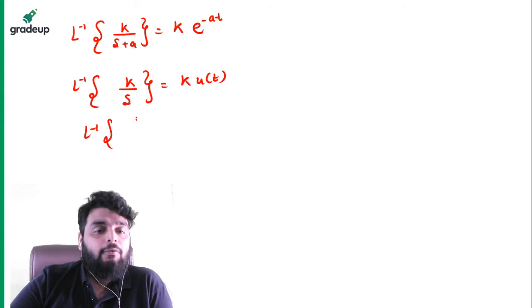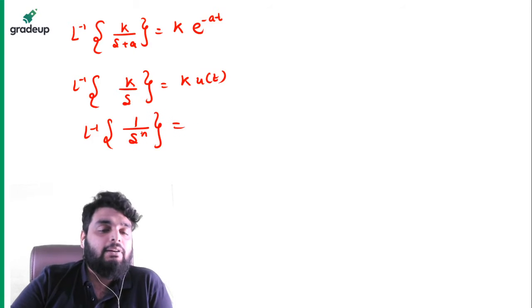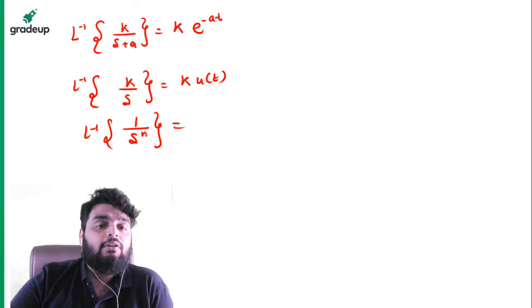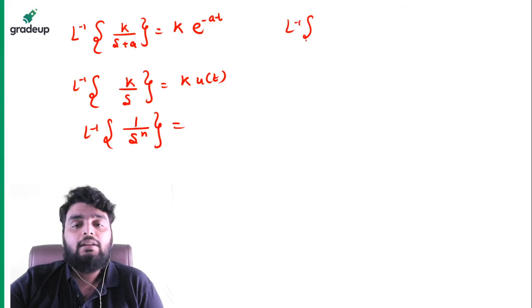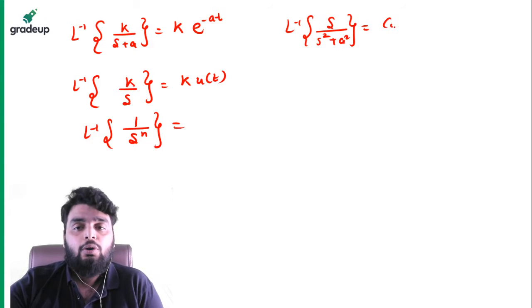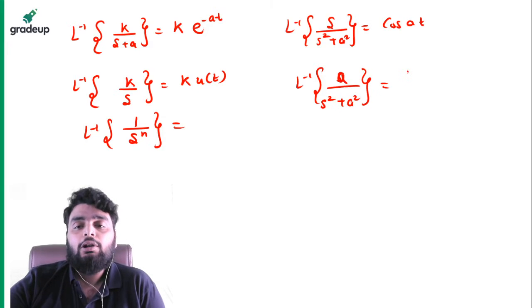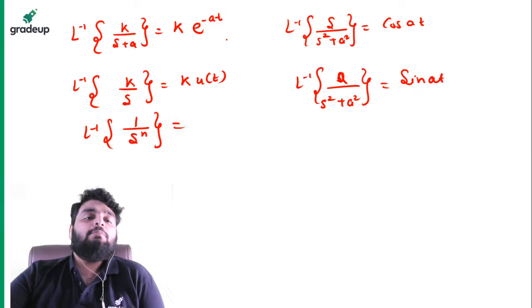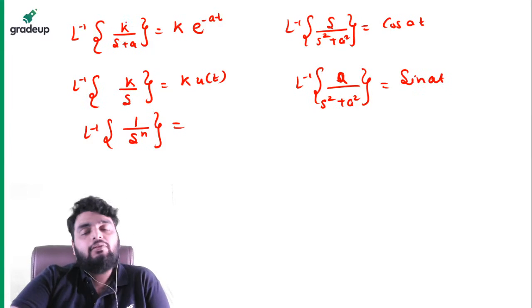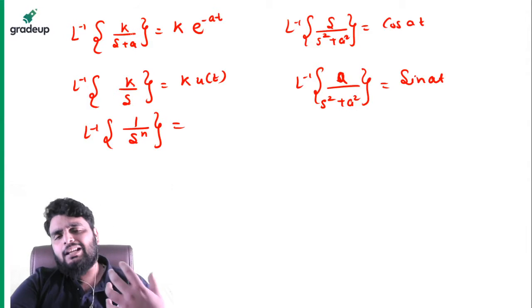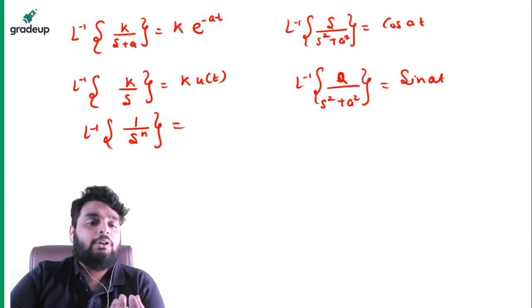Laplace inverse of 1 divided by s raised to power n. Can anyone tell me the Laplace inverse of this one? Or Laplace inverse of s divided by s square plus a square is equal to cos at, and Laplace inverse of a divided by s square plus a square is equal to sin at. So these common Laplace inverses you should remember. This will help in your network. Apart from this, no other Laplace inverse will come in your networks.